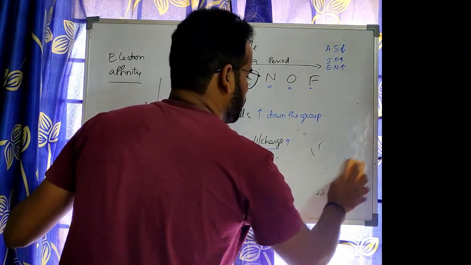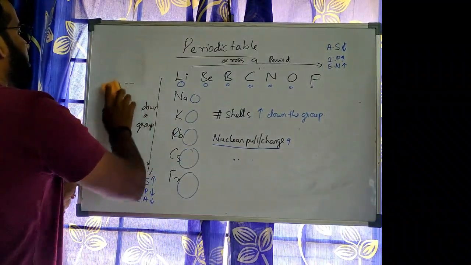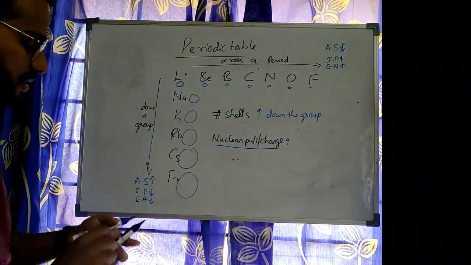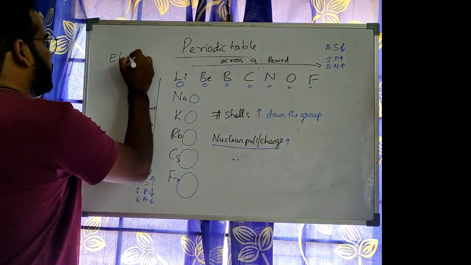Next we have another property with a similar trend. I am taking the properties with a similar trend: electronegativity.